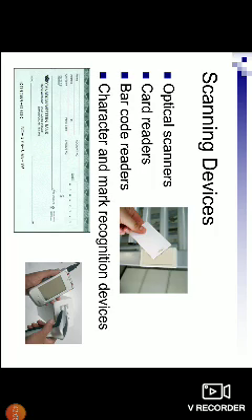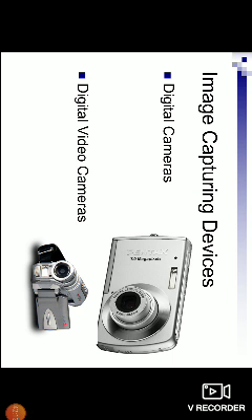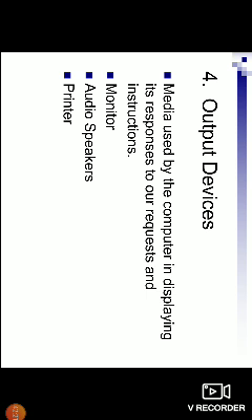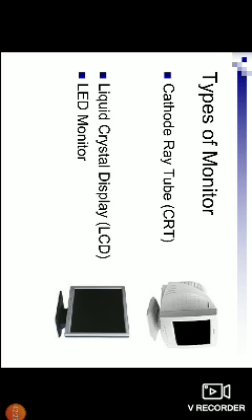Here different types of scanning devices are: optical scanners, card readers, barcode readers, character and mark recognition devices, and image capturing devices are digital cameras and digital video cameras. So output devices: monitor, audio speakers, printers. These are the different types of output devices.